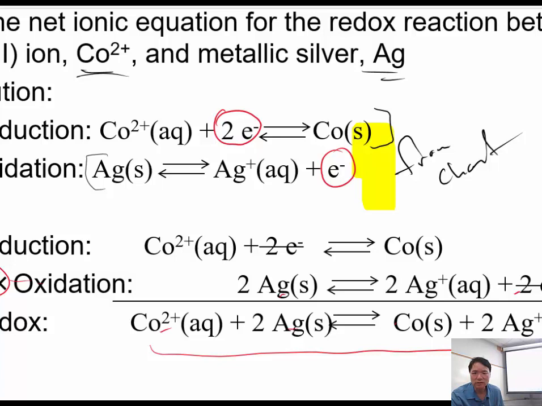And you know it's balanced if the atoms are balanced. 1 cobalt, 2 silvers, 2 silvers. But in addition to atom balancing, the charges have to balance. And so over here it's +2, and these are 0. So it's +2. And over here this is 0, but we have +1, and we have 2 of them, so it's +2. And so the atoms have to balance and the charges have to balance.